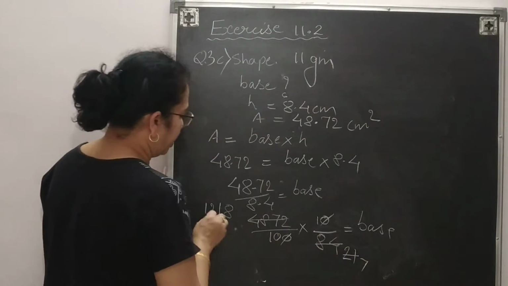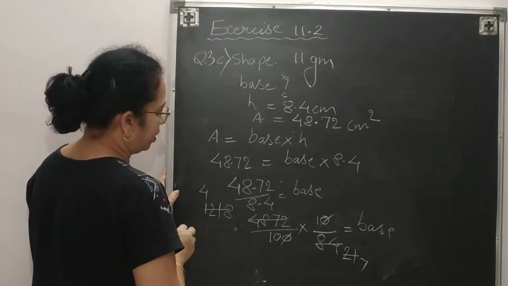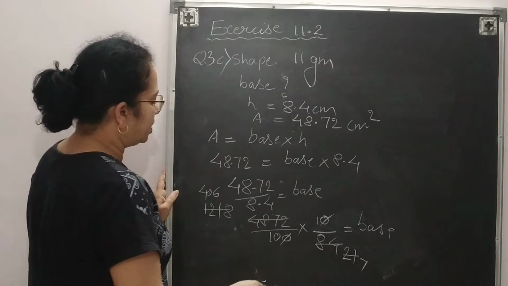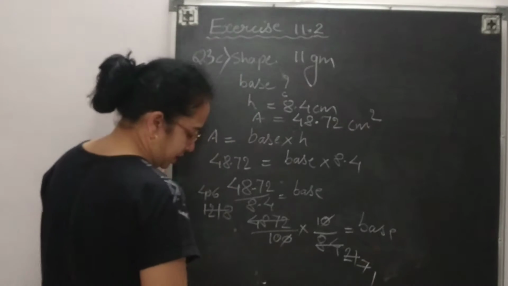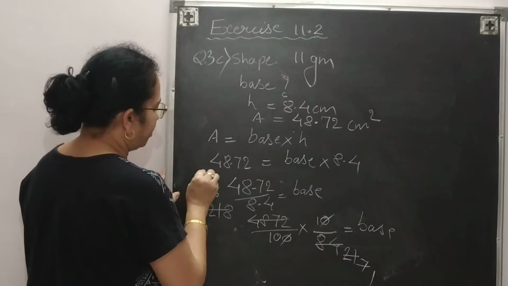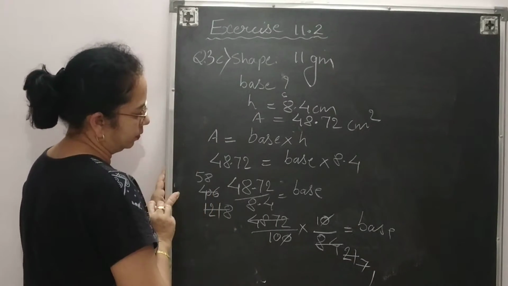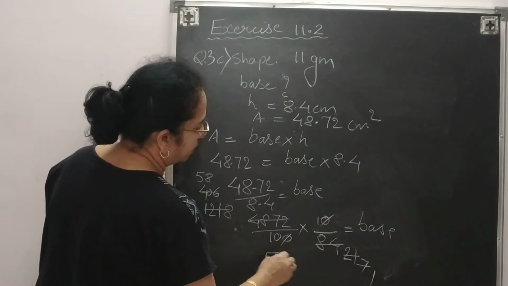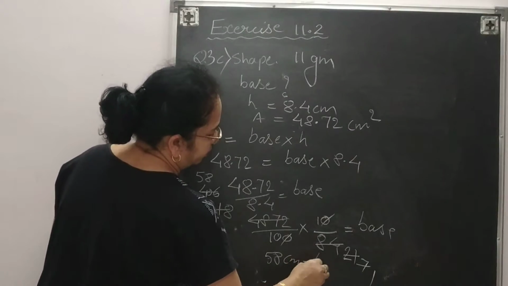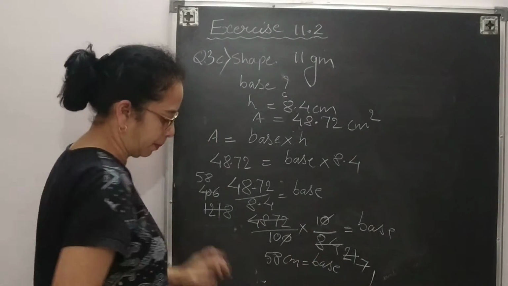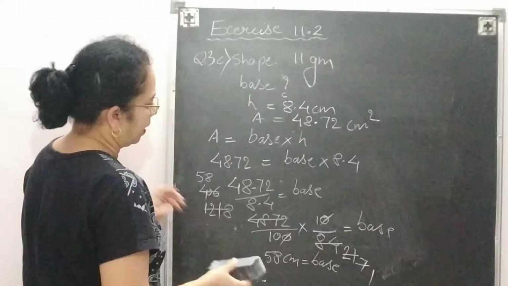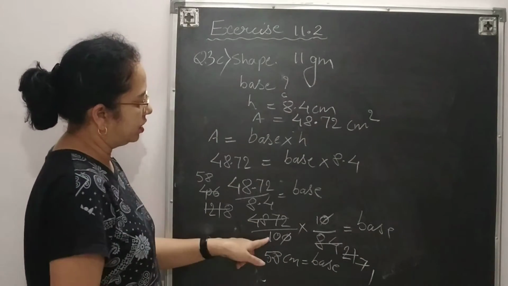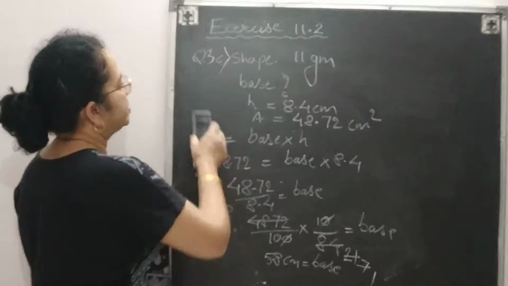3 7s are 21. 3 4s are 12. 3 6s are 18. Now again the number is divisible by 7. So 7 1s are 7 and 7 58s are 404. So your base is 58 centimeter. Upon 10 is also there, so the answer will be 5.8. This 10 is also there, so 5.8 centimeter.